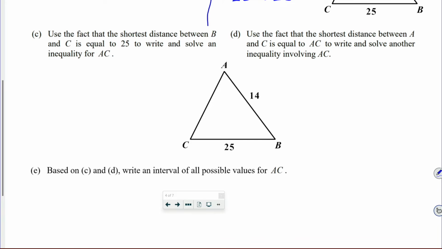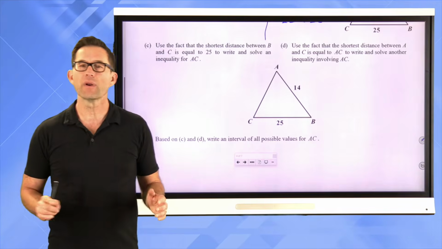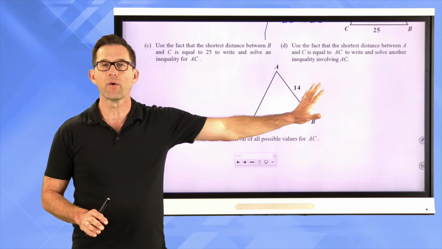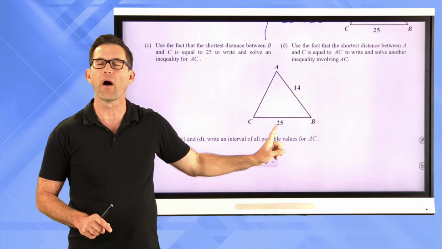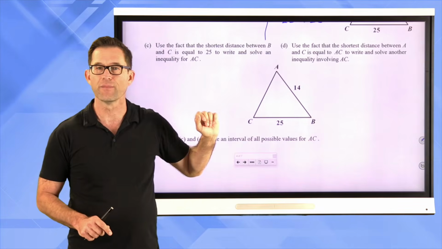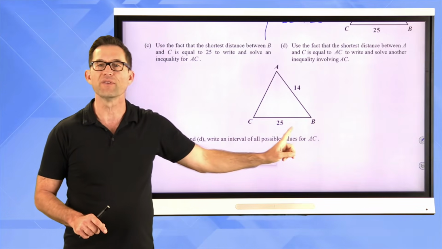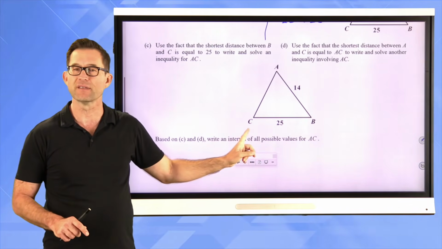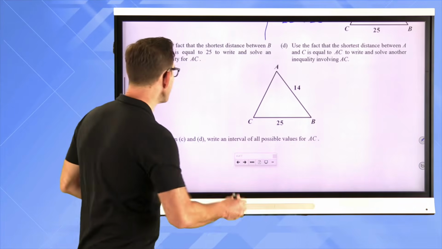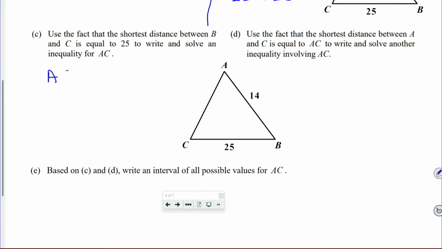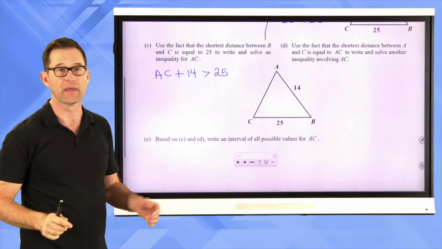Use the fact that the shortest distance between B and C is equal to 25 to write and solve an inequality for AC. All right, so in other words, given the scenario we have right here, let's just hone in on the largest number that's given. Right now, we know that the shortest distance between B and C is 25. And whatever AC is, when we add AC and 14, that sum has to be larger than 25. It has to be, right?